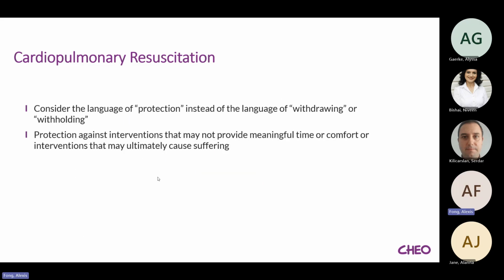Consider the language of protection for a child instead of the language of withdrawing or withholding an intervention. And so protection against interventions that might not provide meaningful time or comfort, or interventions that may ultimately cause suffering.